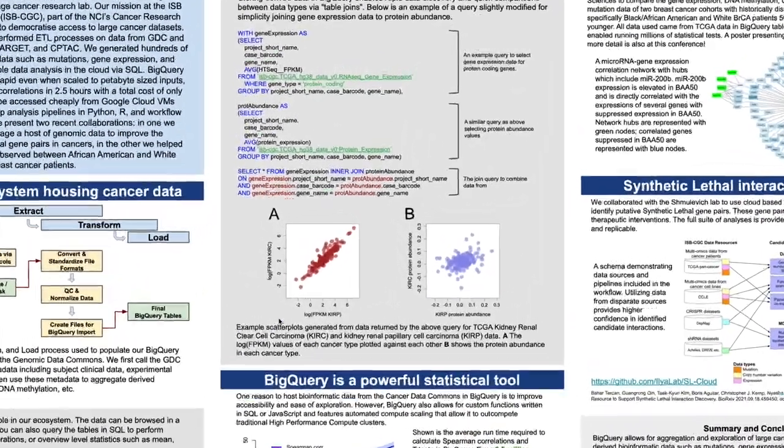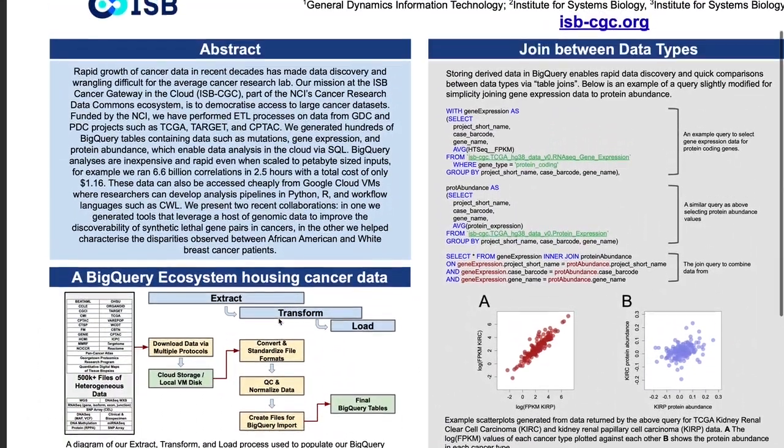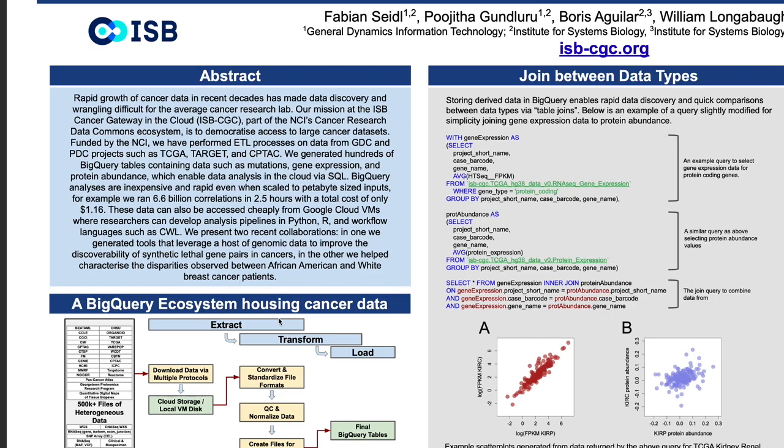As a quick background, ISB Cancer Gateway in the Cloud, ISB-CGC for short, is one of the 3 cancer cloud resources. We're funded by the NCI to assist researchers with accessing the Cancer Data Commons and help to drive adoption of cloud computing for bioinformatic research. There are petabytes of bioinformatic data from many large, multi-institutional research cancer initiatives. TCGA might be an example that you're familiar with.